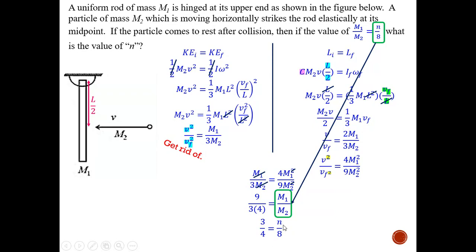So as you can see, the only thing now we have left is just n, which is what ultimately we're trying to find. So I'm just going to crisscross and multiply both sides by 8. So 8 times 3 is 24, and then divide that by 4. So n is equal to 6. Okay, so that is your answer for this particular problem.